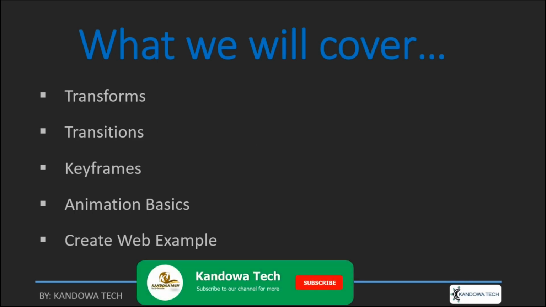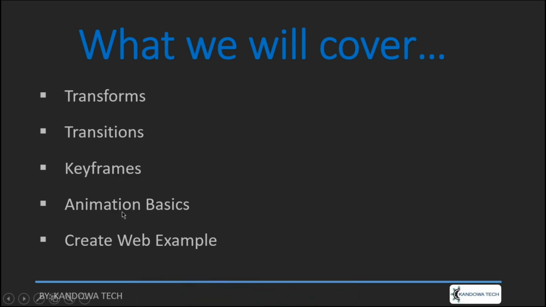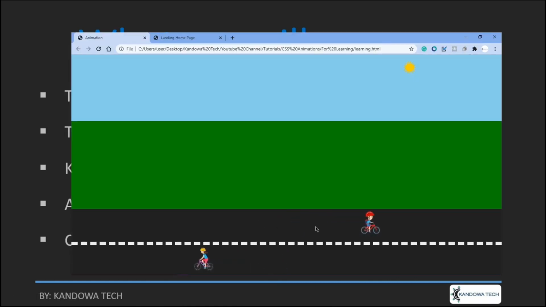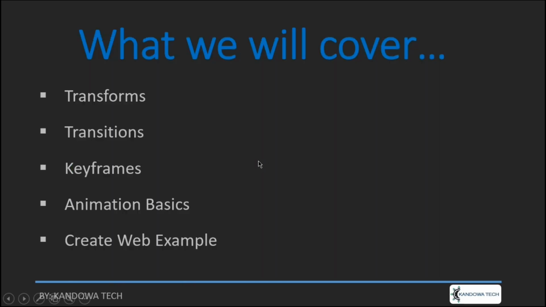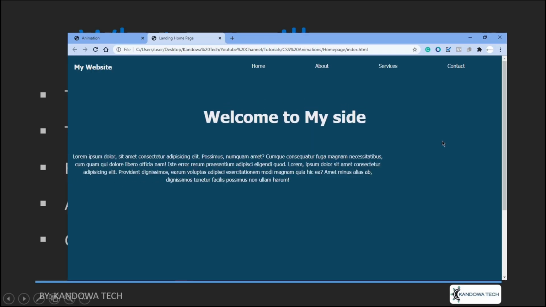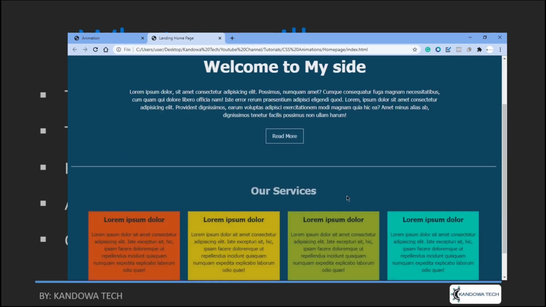We are going to be looking at transforms, we're going to be looking at transitions, we're also going to be covering keyframes, and then we are going to be covering some animation basics where we are going to be creating these cool animation things here. And then once you are done with everything, I'm actually going to show you how you can apply your animation to your website by creating this rental page here with all these cool animations.